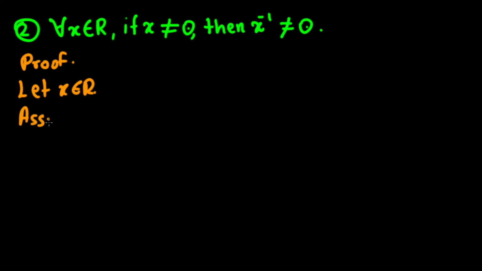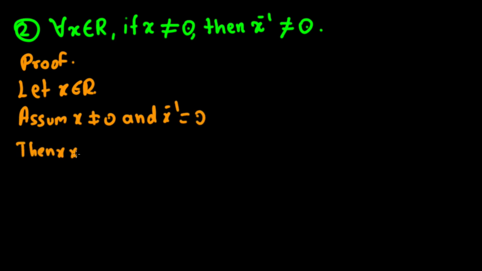Assume x is not equal to 0 and x to the power of minus 1 is equal to 0. Then x times x to the minus 1 is equal to x times 0, which is equal to 0. However, we also have x times x to the minus 1 is equal to 1, so that's not equal to 0. So we now have x times x to the minus 1 equal to 0 and also not equal to 0. These are contradicting each other.